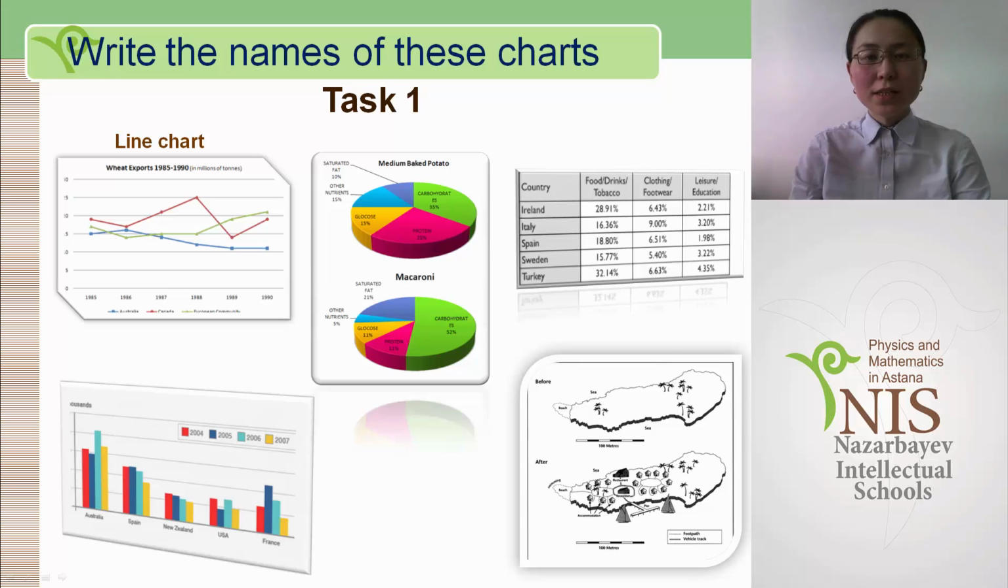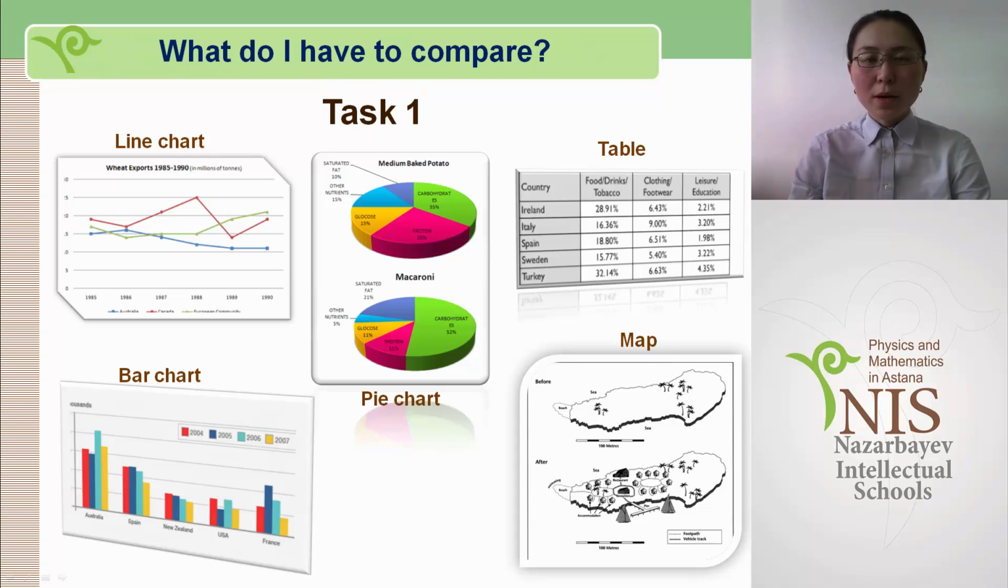The first one is a line chart. The second is a bar chart. The third one is a pie chart. Here we have a table. And the last is a map. This is a kind of diagram also used in IELTS Task 1. What do you think is similar between all those things? Yes, they are used for comparing and contrasting some information, some data.